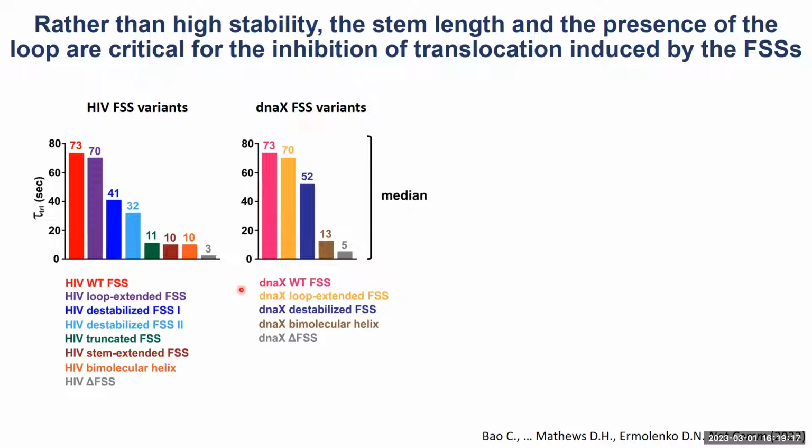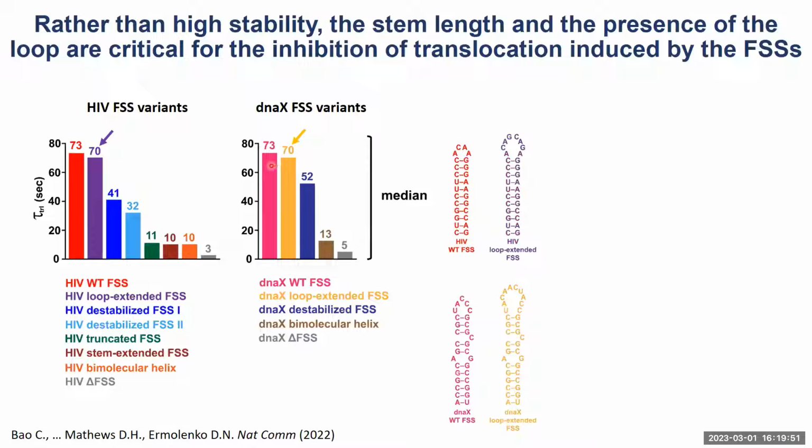This graph shows the median translocation time for different constructs, and I'm going to start with the control that doesn't have a stem loop, for both the HIV variant and the DnaX variant. In the absence of a stem loop, translocation is fast, 3-5 seconds median time. Then with the wild type stem loops, both HIV and DnaX, we observe close to 20-fold inhibition of translocation. Now translocation time is over a minute, 73 seconds.